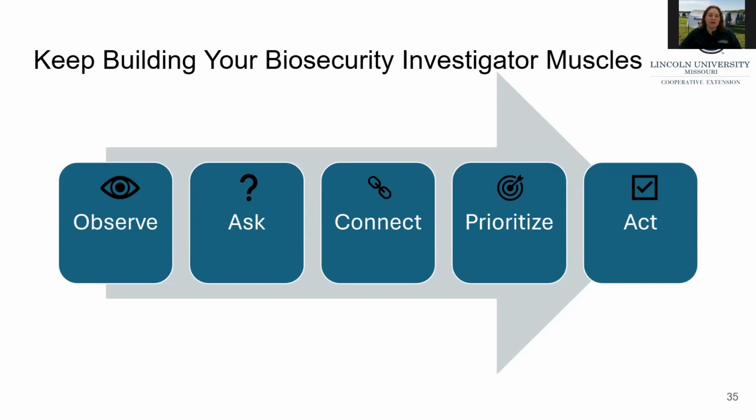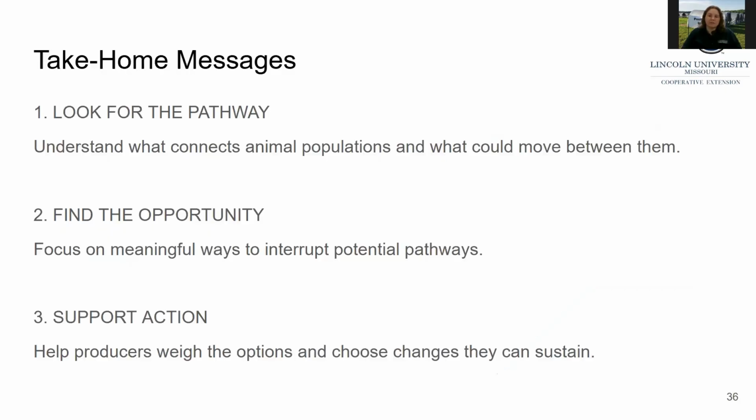And finally, what can realistically be done? Those are the investigator muscles that we need to work on. The more we practice using them, the better we become at recognizing meaningful pathways, focusing our attention where it matters, and helping producers make changes that they can actually sustain. And that's the skill I hope you take from today's session.